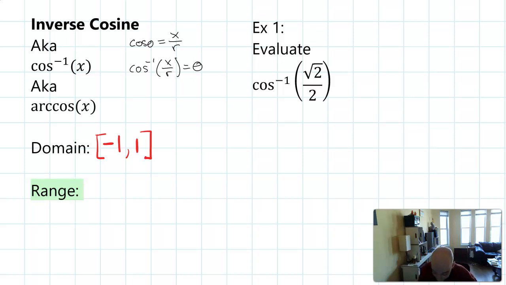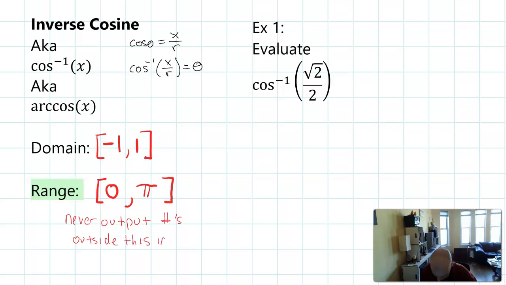For the range, though, there is a restriction. For inverse cosine, you are only ever allowed to output values between 0 and pi, including pi. You will never output numbers outside this interval when you're doing inverse cosine.